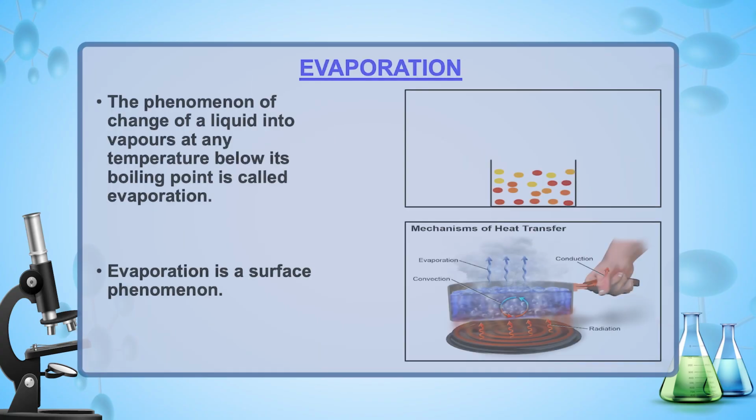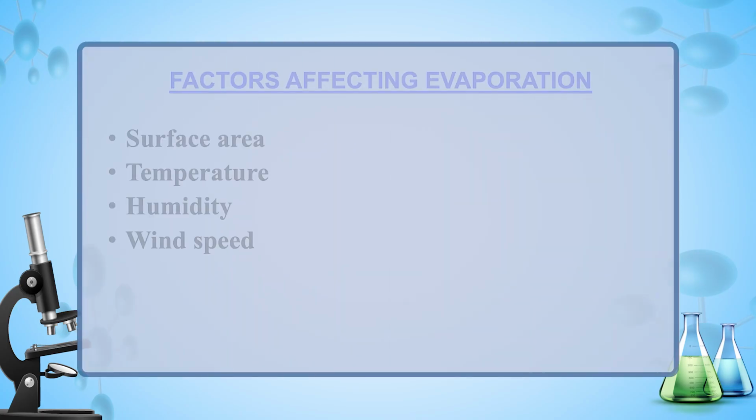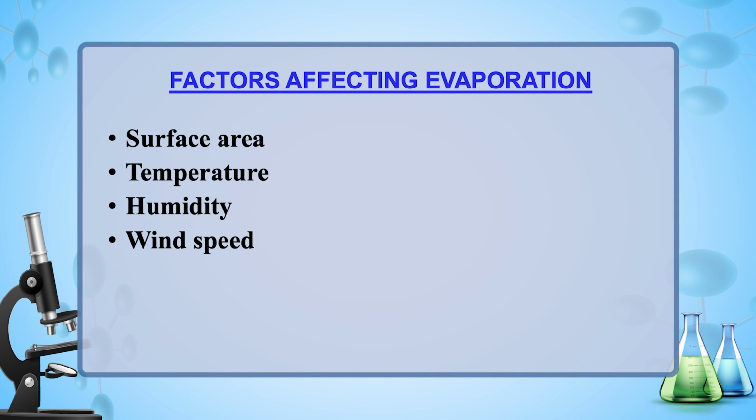Now, let us move further with the process of evaporation and the factors affecting it. We have already learnt about evaporation in junior classes. The phenomena of changes of a liquid into vapor at any temperature below its boiling point is called evaporation. Evaporation is a surface phenomena. Evaporation is influenced by certain factors, namely surface area, temperature, humidity and wind speed.